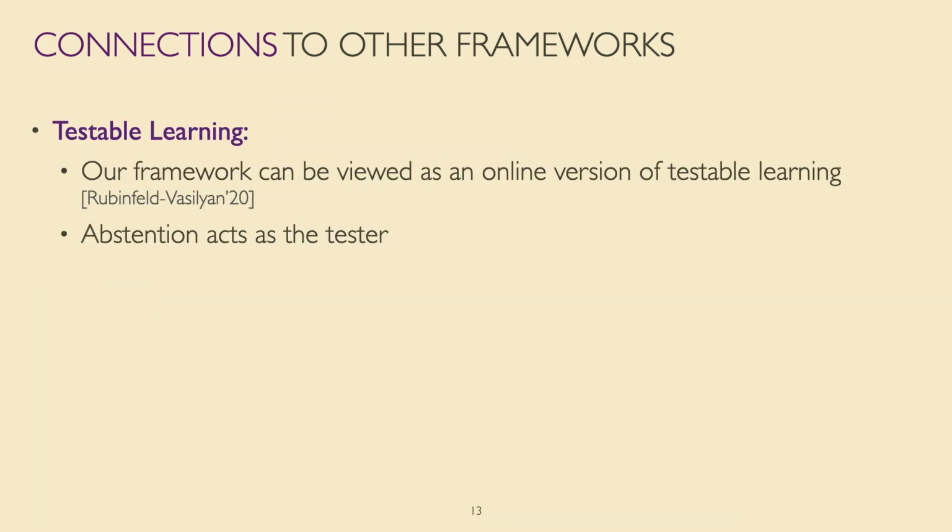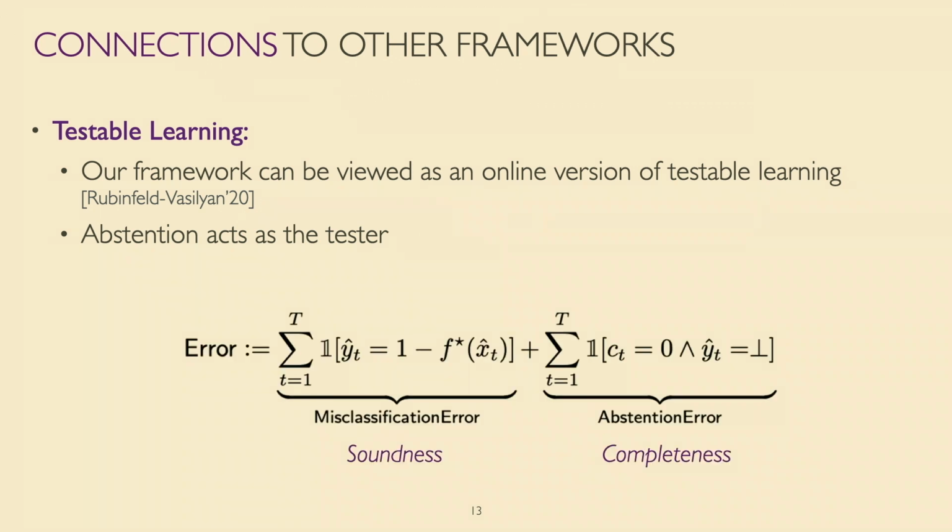The last connection that I want to talk about, which we've not explored much but where I think there might be some interesting connections, is testable learning. This was a framework introduced by Rubinfeld and Vasilyan. It's not in the online learning setup; it's in the supervised learning setup, but you want to have a tester and a learner. Whenever your input data satisfies some distributional assumptions, you want your learner to give you a good solution. If it doesn't, then a tester should tell you that this is not a good model. Here you can think of abstention as acting as the tester. If you take these errors as two components of testable learning, you can think of the misclassification error as soundness, that whenever you're predicting, you're predicting correctly, and the abstention error as completeness, that whenever the data is actually from the good distribution, you are actually predicting.